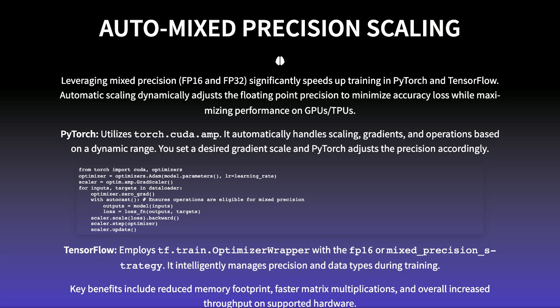TensorFlow employs techniques like TF-train. Optimize the wrapper or the more modern mixed precision strategy for similar results. By intelligently switching between F16 and FP32, we can drastically reduce memory usage, speed up calculations on GPU and TPU, and ultimately train models faster.